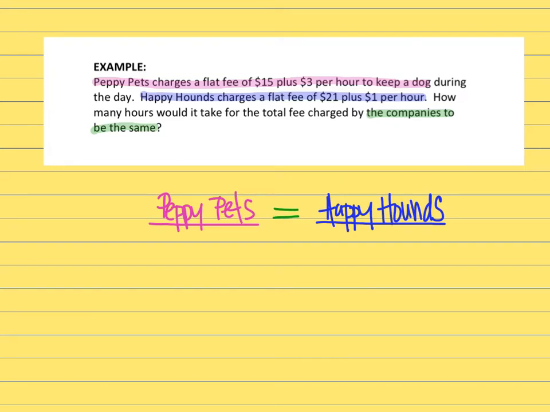When I come up here and I look at Peppy Pets, it shows that they have a flat fee of $15. So a fee of $15, that's going to be the constant. And then it literally says the word plus. And then it says $3 per hour. This word per, or sometimes each or every, gives you the clue that you are going to be using a variable with that number.